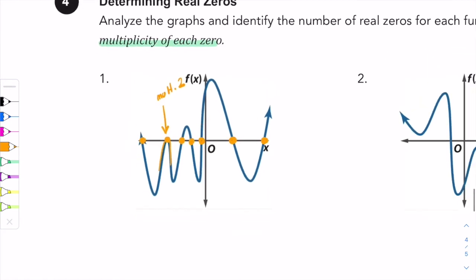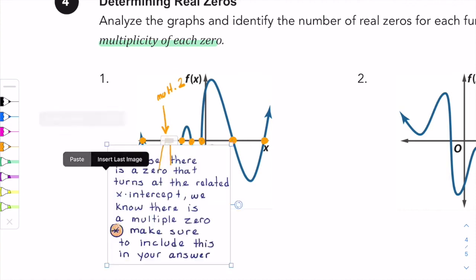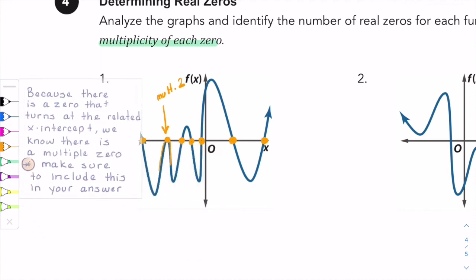So I do have a note. I'll put it in here now. And that's for my double 0 there. It says because there is a 0 that turns at the related x-intercept, we know that there is a multiple 0. Make sure to include this in your answer.